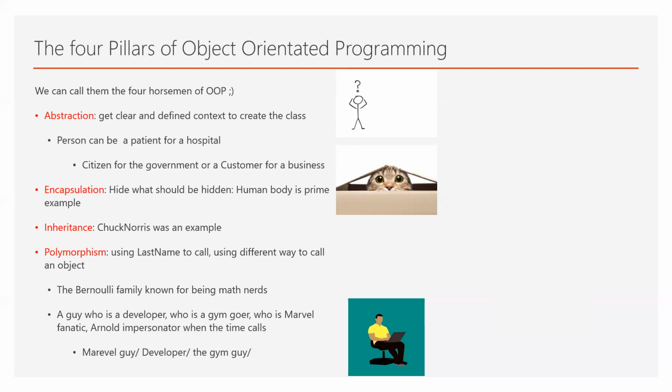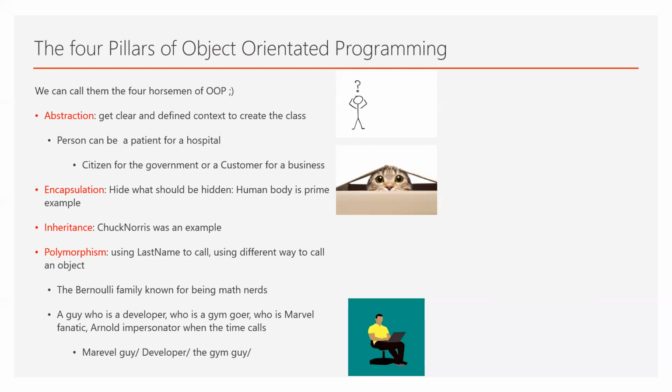A guy can act as a Marvel guy, can be like a developer or a gym guy, and this can also have a state of being the same object, but you can have a different interface to act on, and this is how we can explain polymorphism.